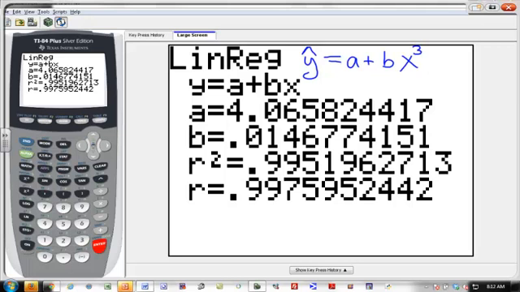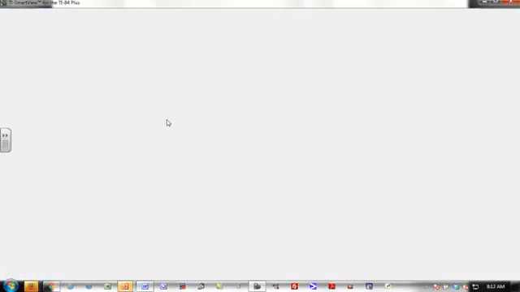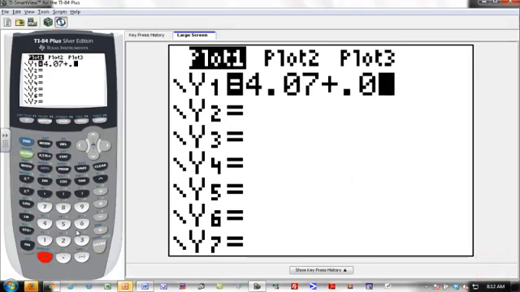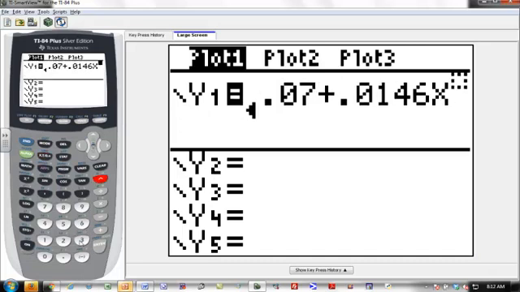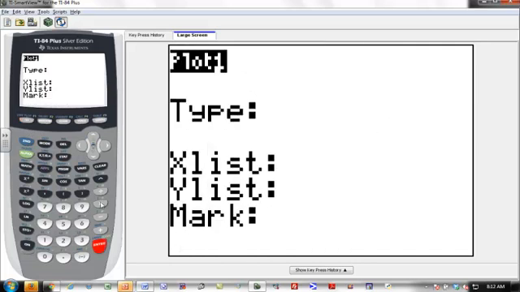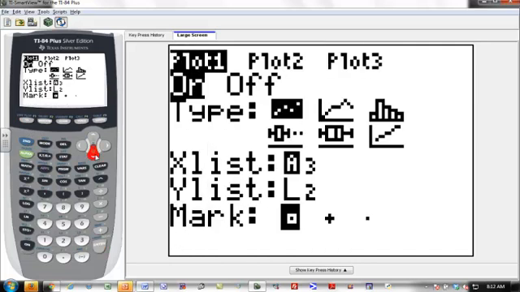407, let's say, plus 0.0146 times x cubed. Let's see if I can take that particular equation, 407 plus 0.0146 x cubed. I want to graph that, and at the same time, I want to put the original plot up, which was L1 versus L2.